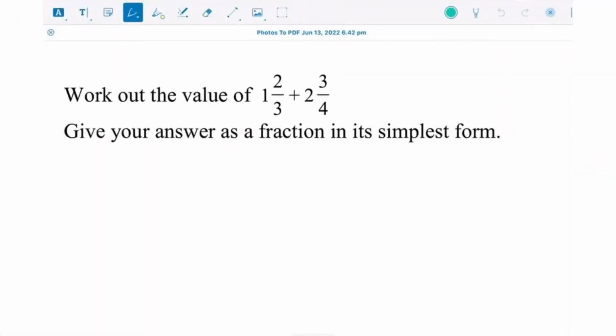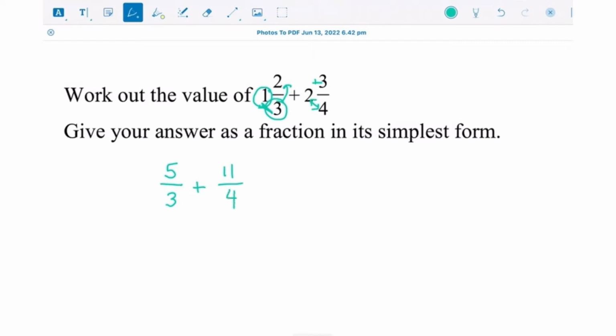If we're adding fractions and we've got mixed numbers like this, with the big number and then the fraction part, we need to make them top heavy. So to do that, we're going to do the big number times the bottom number, add on the top. So 1 times 3 is 3, add on the 2 is 5. So 1 2/3 becomes 5 over 3. Add, and again we're going to do big times bottom, add on the top. So 2 times 4 is 8, add 3 is 11 over 4.